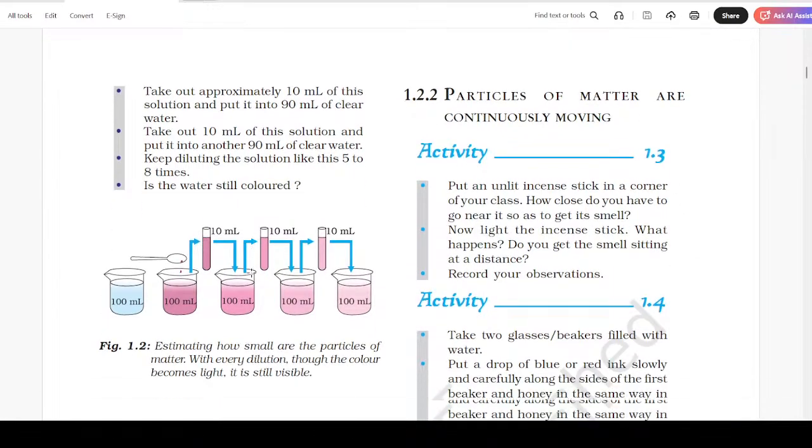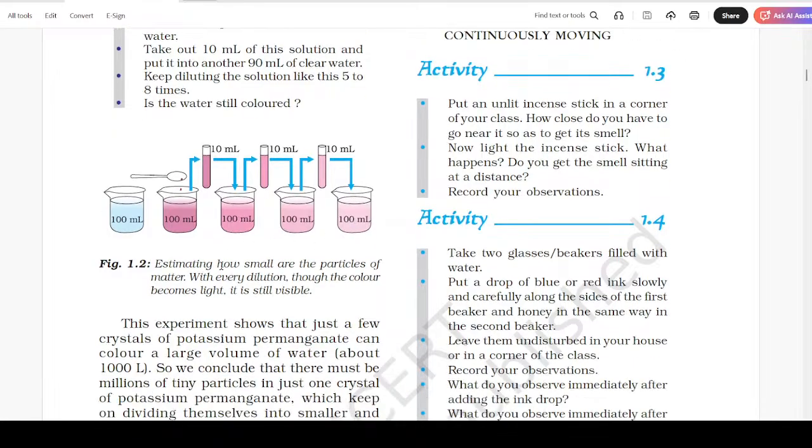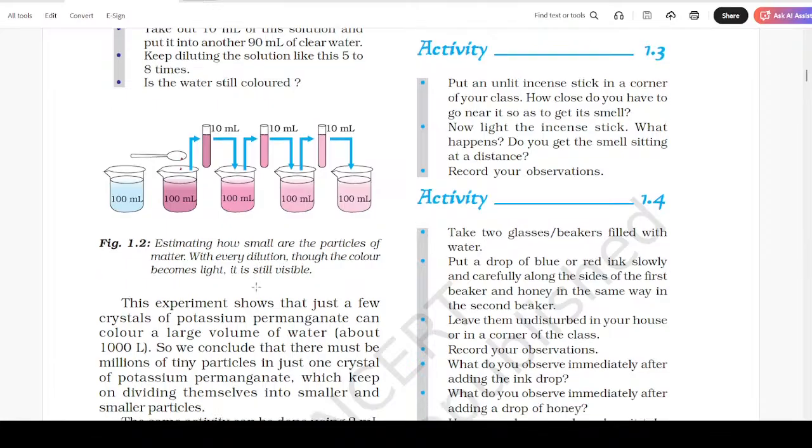Take out approximately 10 ml of this solution and put it into 90 ml of clear water. Take out 10 ml of this solution and put it into another 90 ml of clear water. Keep diluting the solution like this 5 to 8 times. Is the water still colored? Here the 100 ml, you can see here 10 ml, then 10 ml, then 10 ml. Estimating how small are the particles of matter, with every dilution, though the color becomes light, it is still visible.